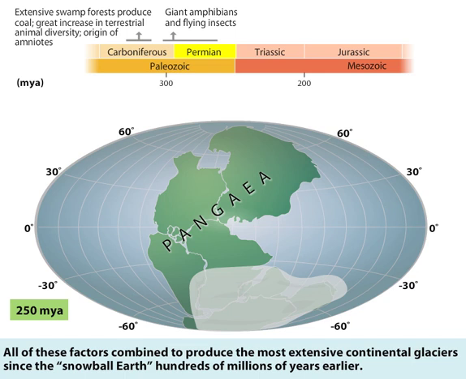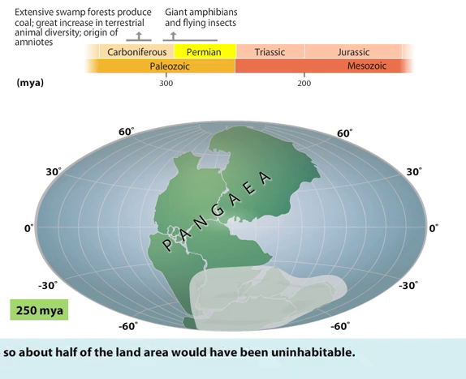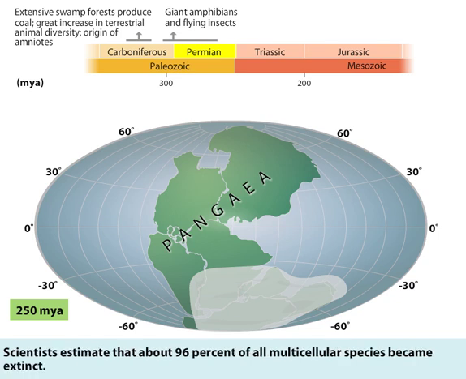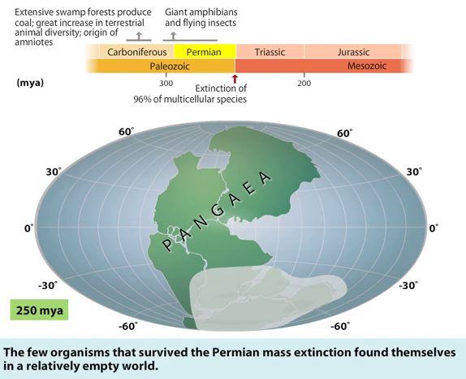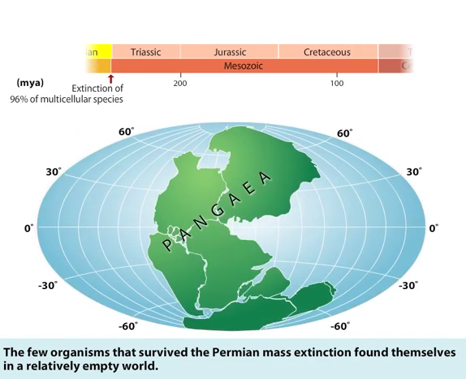At the low oxygen concentrations at the end of the Permian period, most animals would not be able to survive at elevations above 500 meters, so about half of the land area would have been uninhabitable. Scientists estimate that about 96% of all multicellular species became extinct. The few organisms that survived the Permian mass extinction found themselves in a relatively empty world.